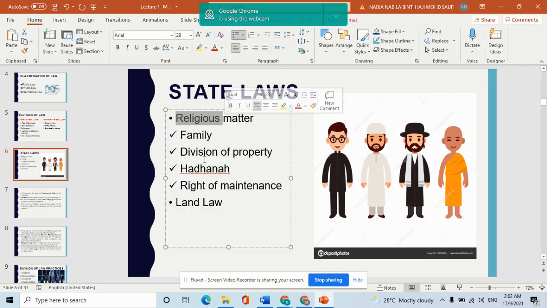So first is religious matters. Second is land law. There will be many examples. Anything regarding the land in that state would be governed under land law. State boundaries, as an example. State title, as an example. Strata title, or whatever title your state or your land is holding, would be discussed under the state laws.